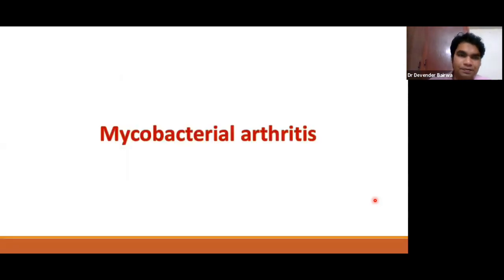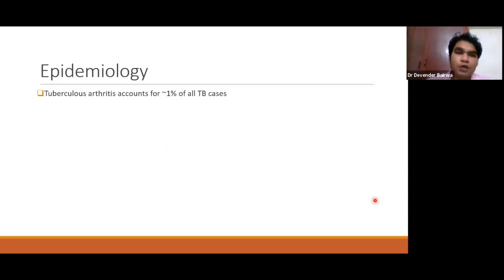Coming to mycobacterial arthritis, as we know, it is because of Mycobacterium tuberculosis. Generally, patients of TB don't present with any kind of arthritis, but in some cases you will find coexisting arthritis as well. Tubercular arthritis overall represents only 1% of all TB cases. The most common form, as we know, is pulmonary, and even in extrapulmonary cases, only one out of 10 will present with musculoskeletal TB.